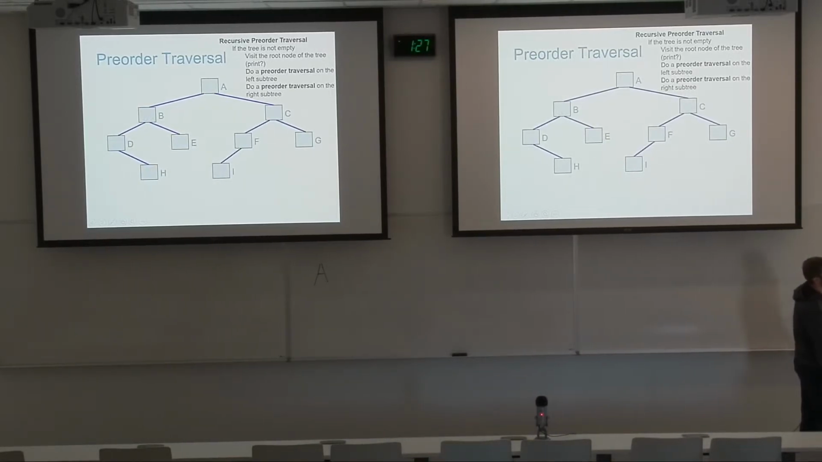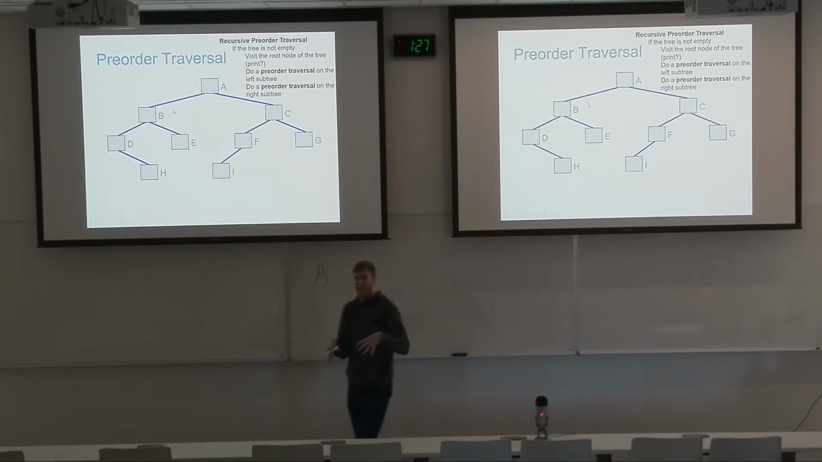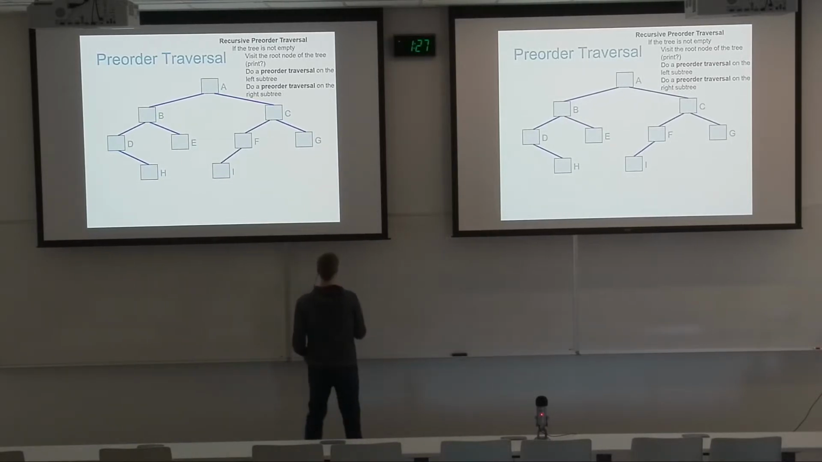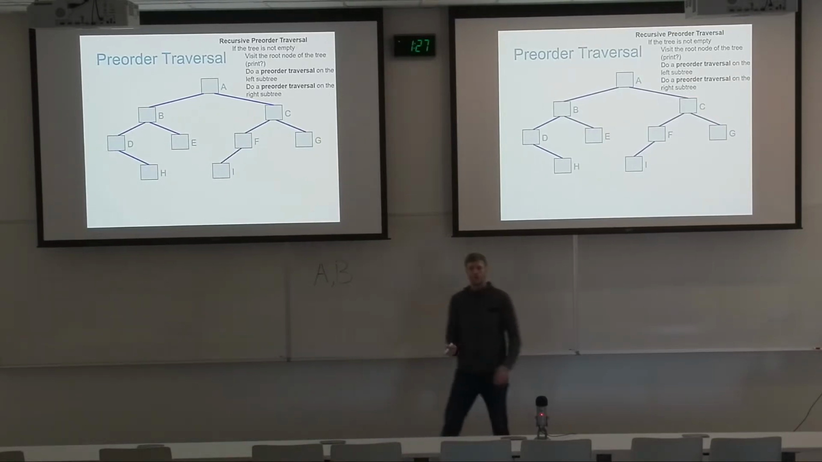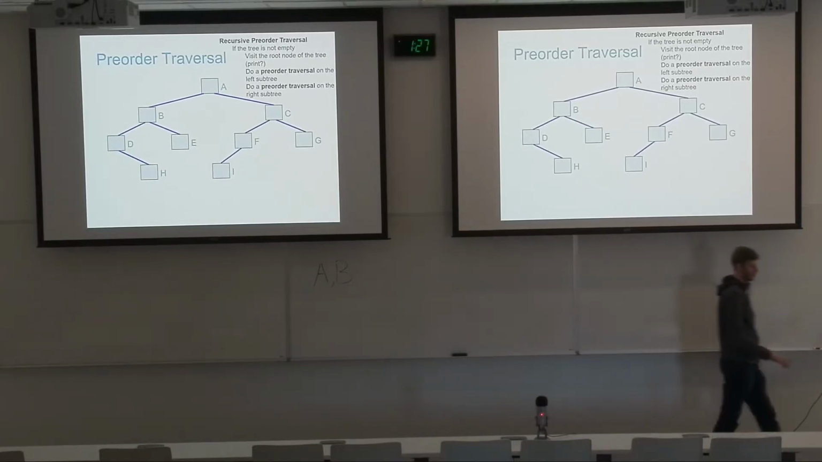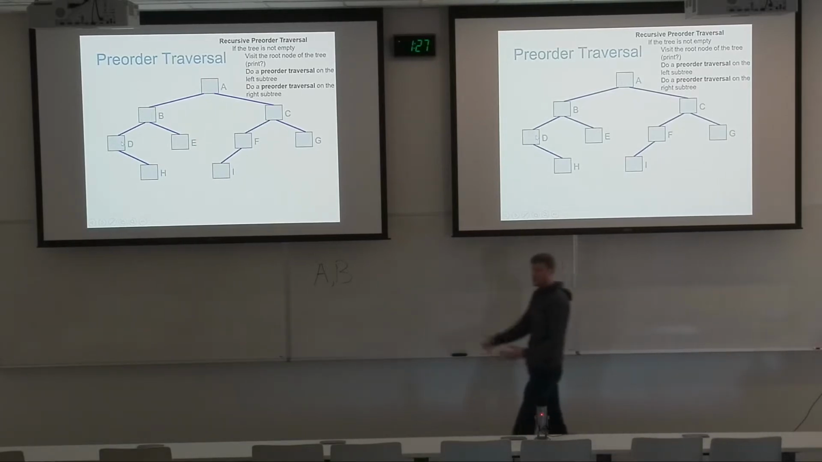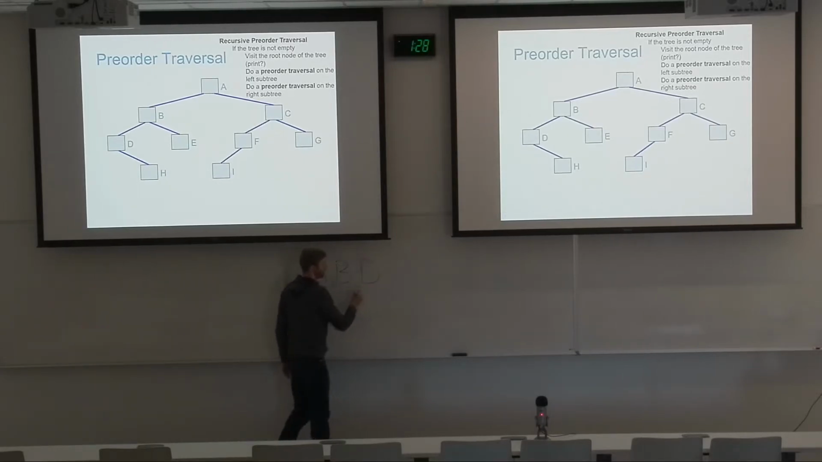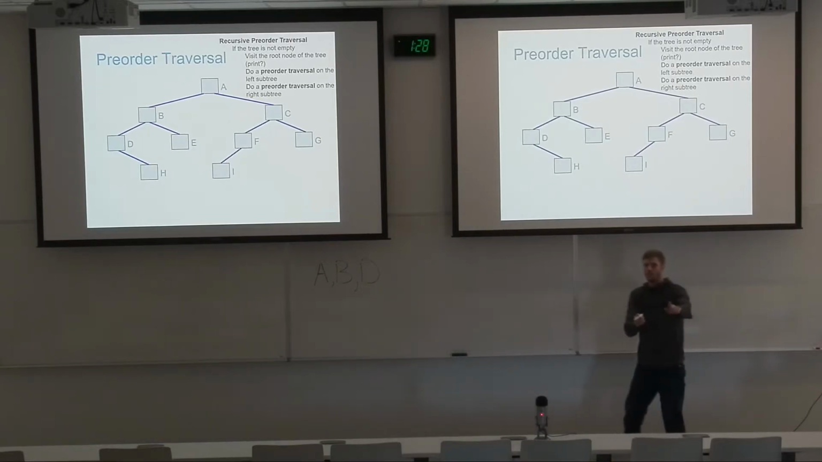So now I'm at B. I start over. This is a new frame, a new thing on the call stack. I visit the root of that subtree, so I print out B. Then what? Do a pre-order traversal on the left subtree. Go to D. Start at the beginning of the recursive function. This is a new call frame. Well, print out what's there: D. Go to the left subtree and do a pre-order traversal on the left subtree. It's empty. We don't do anything. There's nothing to print out, so we're done.